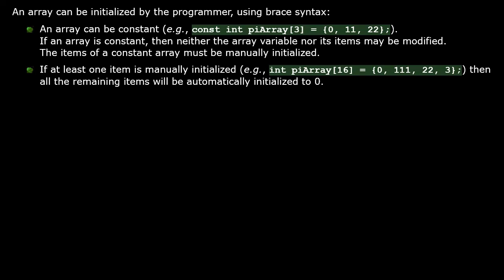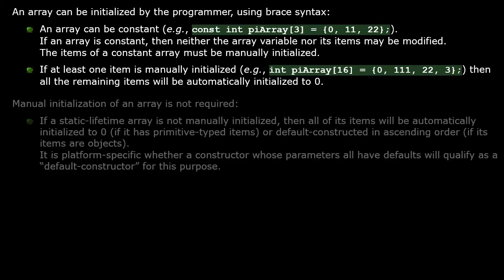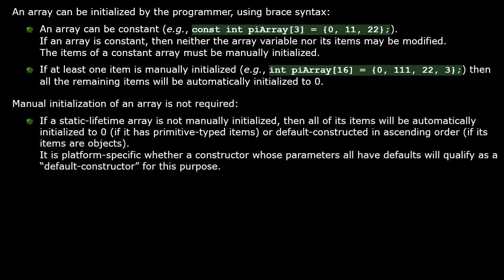You are allowed to manually initialize only the first few items in an array. If you do this, then the other 12 items will be automatically initialized to 0. An array doesn't need to be manually initialized at all. So what happens if it isn't?